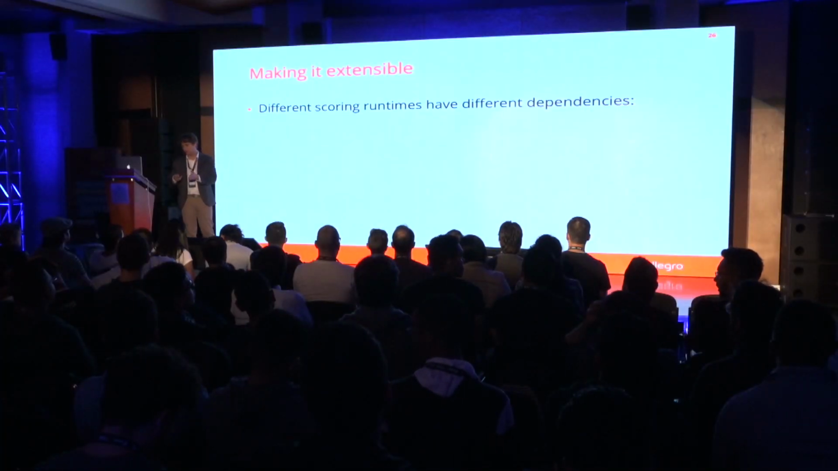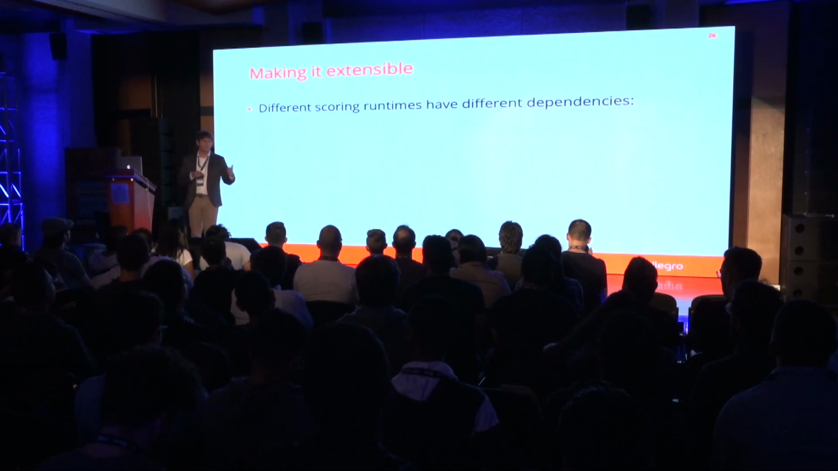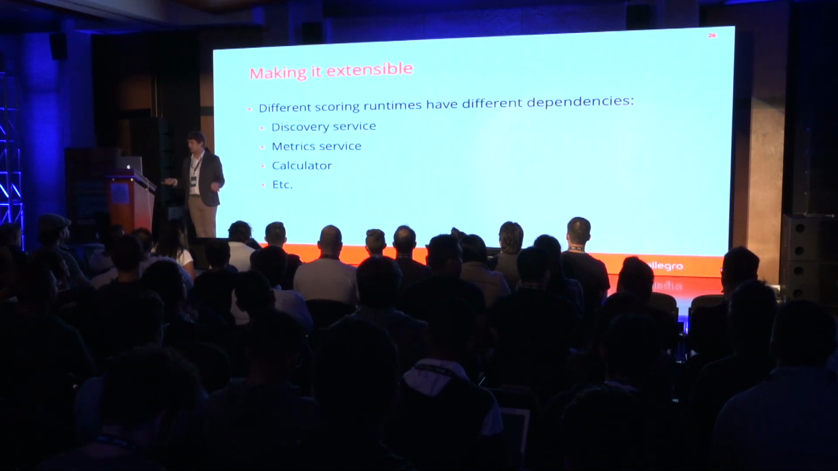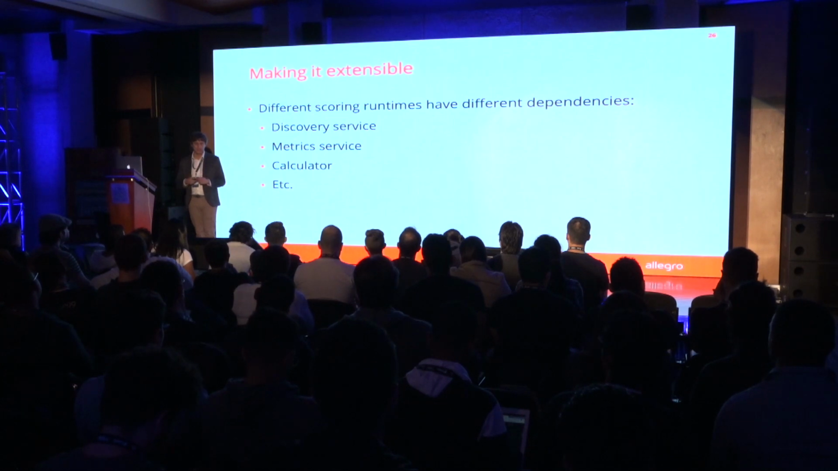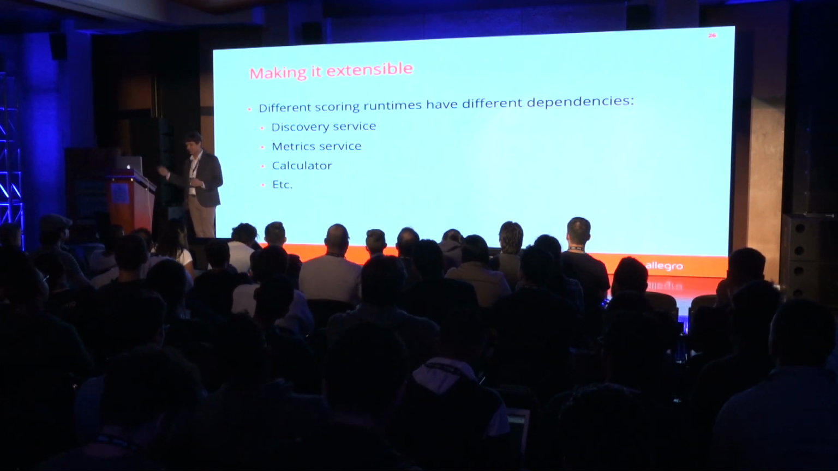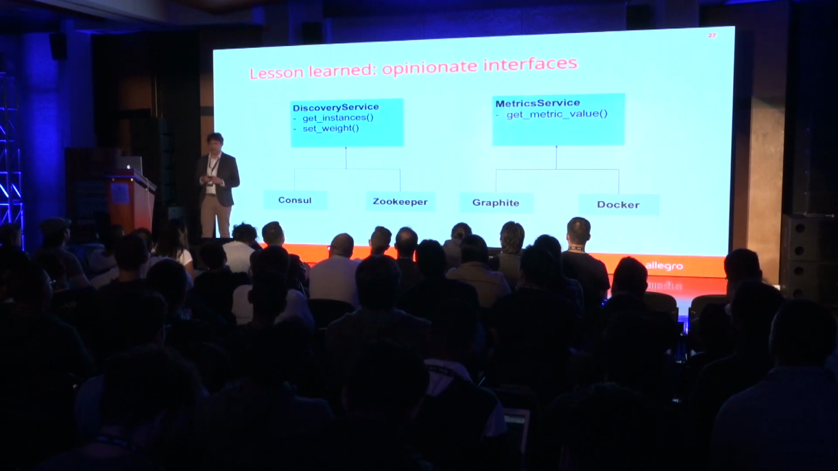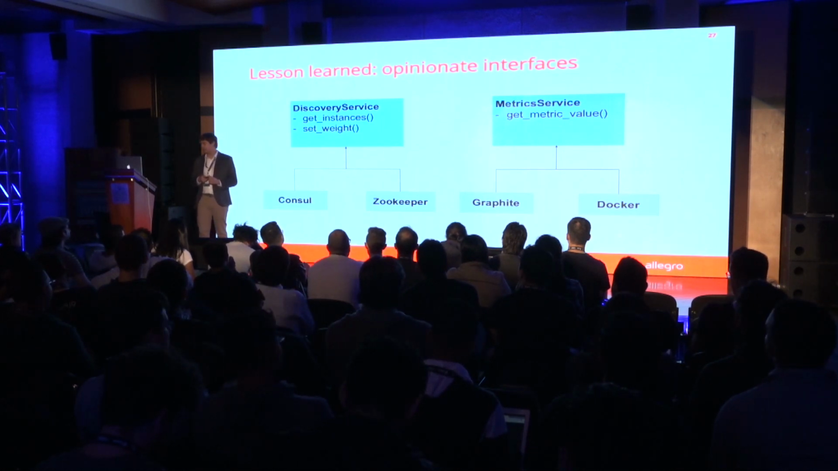But, as I say, different services may have different requirements. Like I explained, we may use Prometheus for Allegro backend, and we may use Graphite for Allegro frontend. And how do we enable that? There are actually different sets of dependencies that the services have, like discovery service, metering service, different calculators, etc., and we learned it the hard way that we should always opinionate interfaces for that.